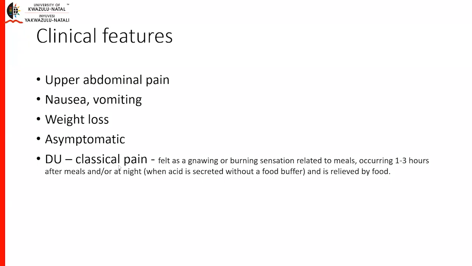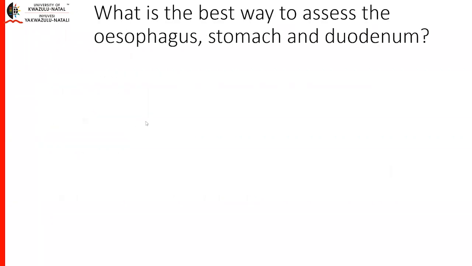The classic duodenal ulcer pain is felt as a gnawing or burning sensation and is related to meals. It typically occurs after meals or at night, and it is in fact relieved by food. Gastric ulcers, on the other hand, tend to be exacerbated or precipitated by food. Okay, good. Now, what is the best way to assess the stomach, esophagus, and duodenum?